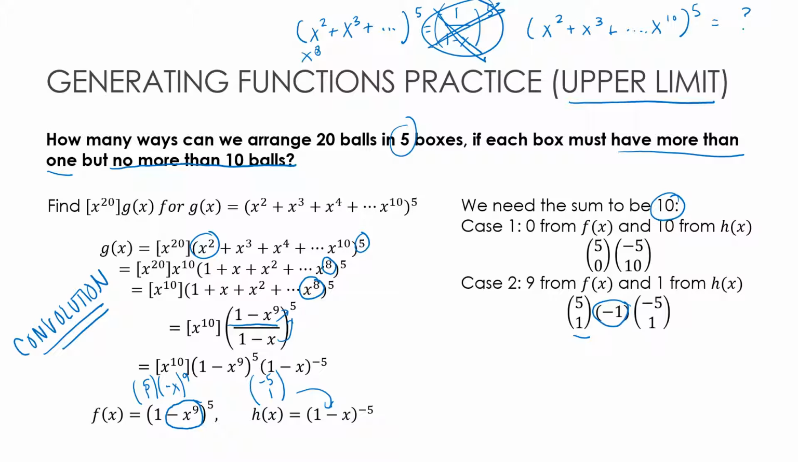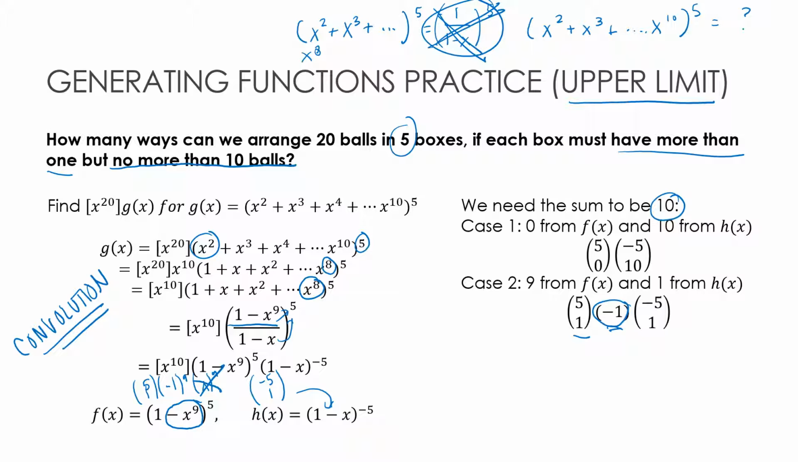Well, because if you'll recall, we don't care about the x's, we care about the coefficient. So I just said negative 1 because this was negative 1 to the 9th, x to the 9th. I don't care about the x to the 9th. I just care about the negative 1 to the 9th, which is in fact negative 1. So what is my solution?